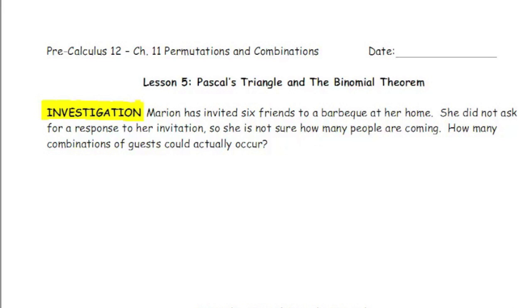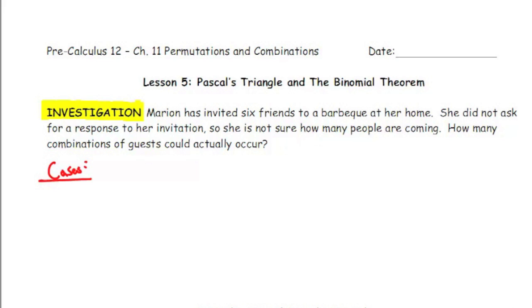Okay, so the first question says that Marion has invited 6 friends to a barbecue at her home. She did not ask for a response to her invitation, so she is not sure how many people are coming. How many combinations of guests could actually occur? This is the type of question that you dealt with in the previous lesson, where we have to deal with different cases.